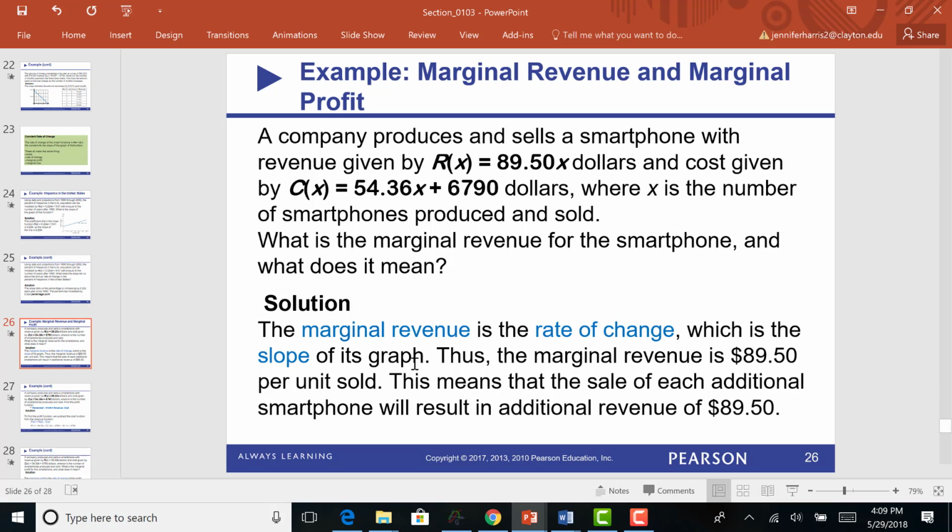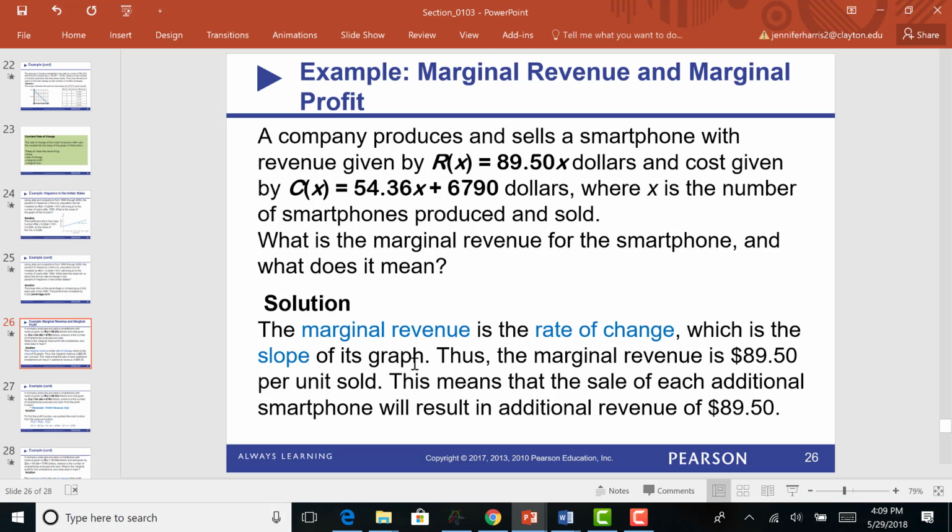All right, here we go. Marginal revenue and marginal profit. What are we trying to talk about here if it says the word marginal? Slope. Okay, all right, let's see if we understand the conversation. A company produces and sells a smartphone with revenue given by the function you see, R of X. Why did they choose R? Revenue. So the revenue function is 89.50 times X in dollars.